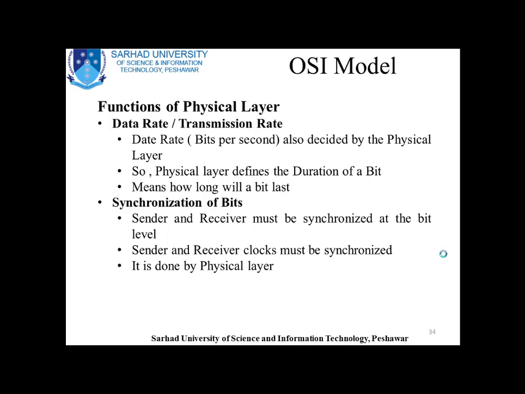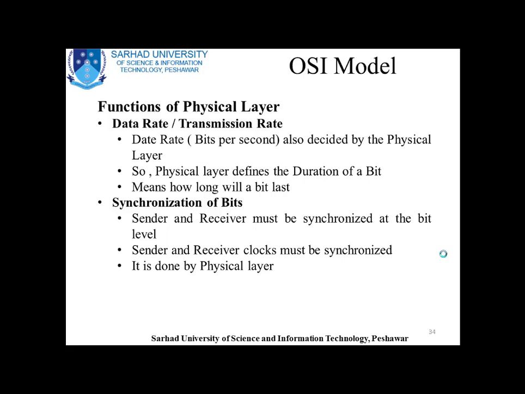It also manages the data rate and transmission rate. Data rate means the number of bits per second, and then there is the baud rate. If you are using an analog system, you might have heard about baud rate. Baud rate is the number of signals per second, and bit rate is the number of bits in that signal, basically. So this is also ensured and managed by the physical layer.